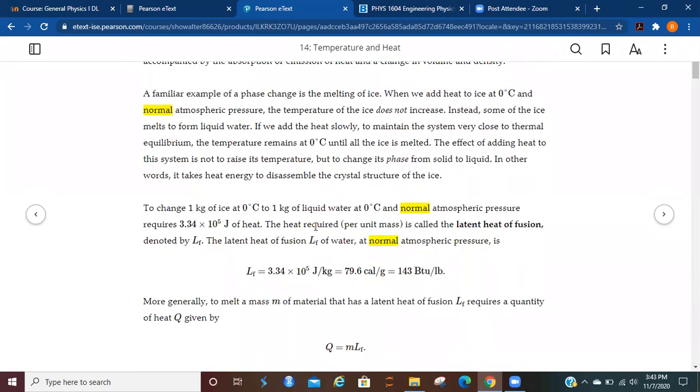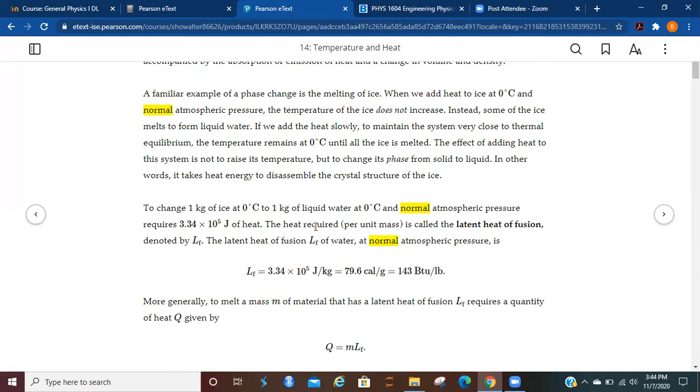So a familiar example of a phase change is the melting of ice. When we add heat to ice at 0 degrees Celsius and normal atmospheric pressure, the temperature of the ice does not increase. Instead, some of the ice melts to form liquid water. If we add the heat slowly to maintain the system very close to thermal equilibrium, the temperature remains at 0 degrees Celsius until all of the ice is melted. The effect of adding heat to the system is not to raise its temperature, but to change its phase from solid to liquid. In other words, it takes heat energy to disassemble the crystal structure of the ice.